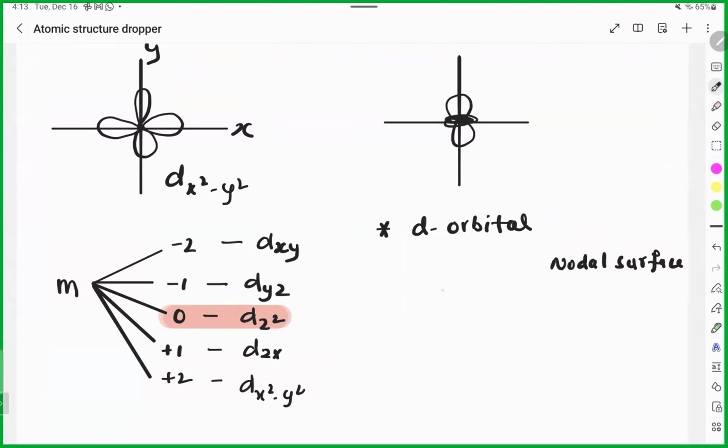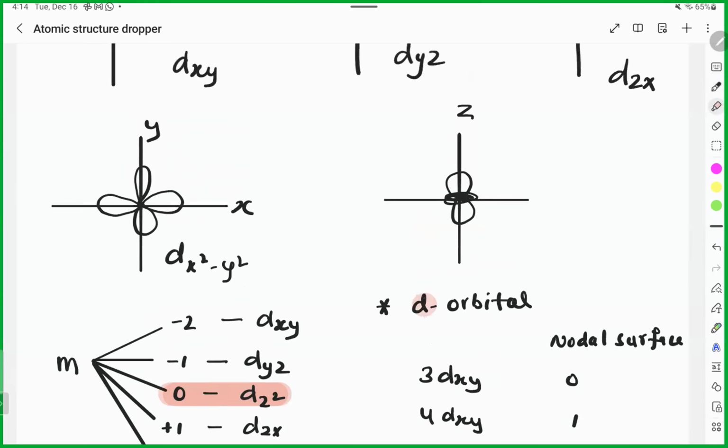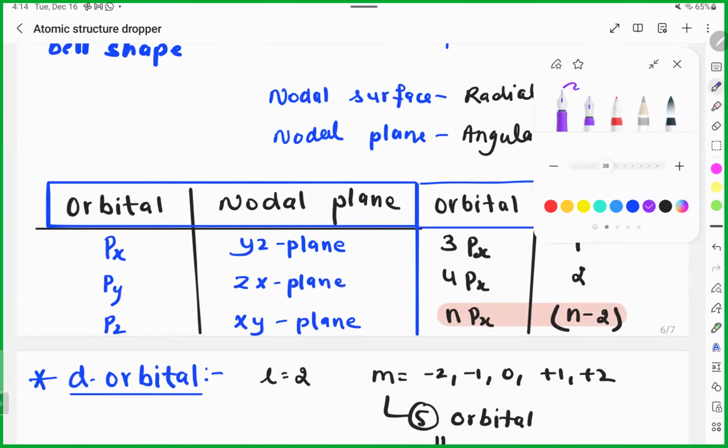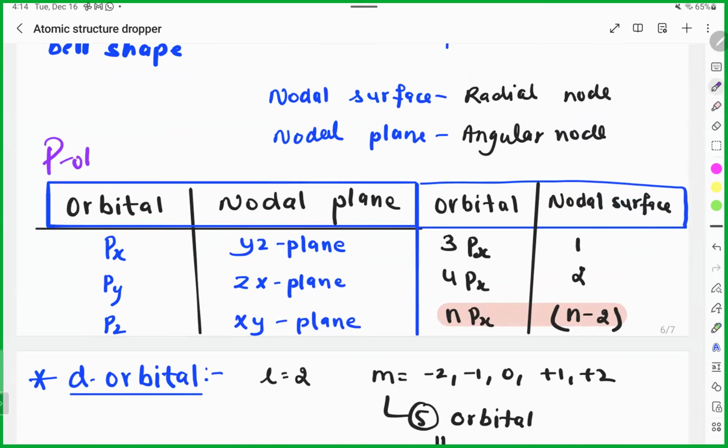So for example 3dxy, it will be 0. For 4dxy, it will be 1. And if you have ndxy, n minus 3. Remember, only 4d. This is what we did for the p only. Remember, people will confuse it with overall. No, this is only for p orbital.